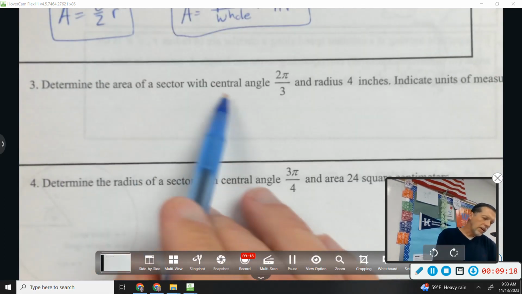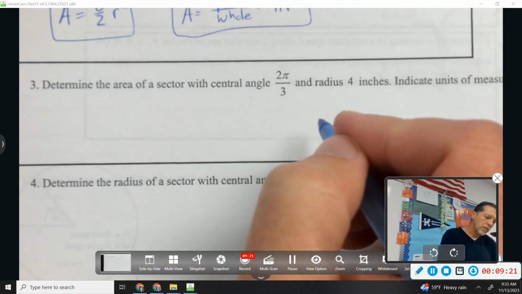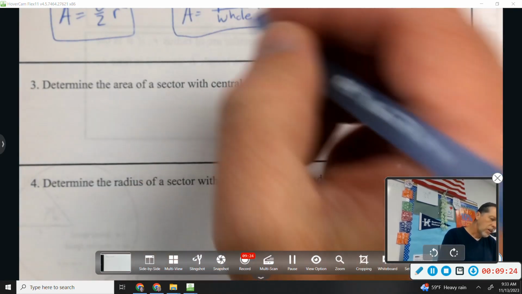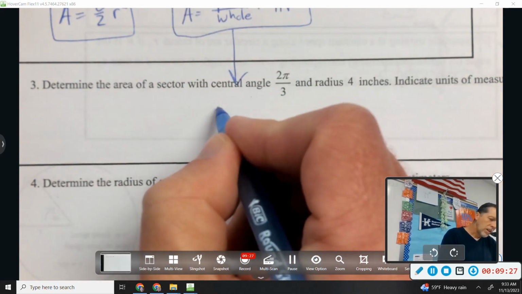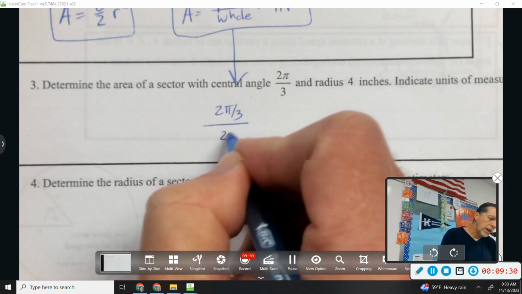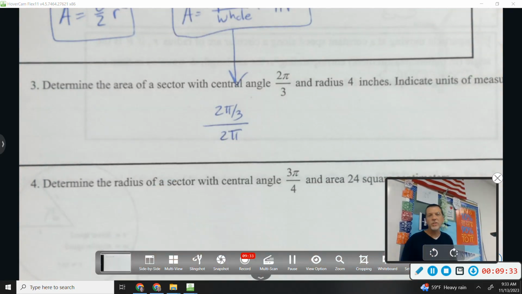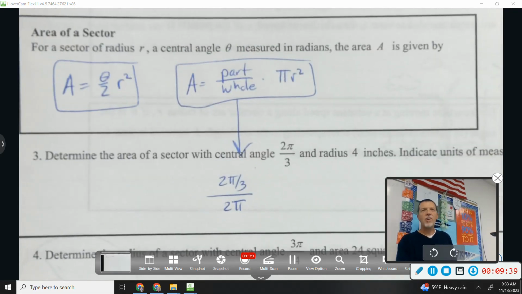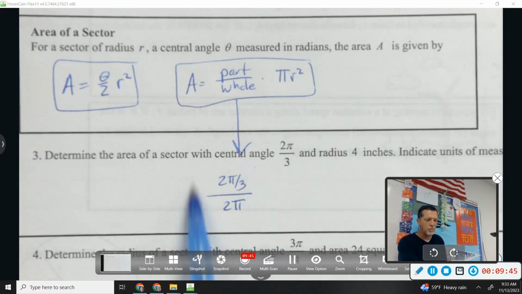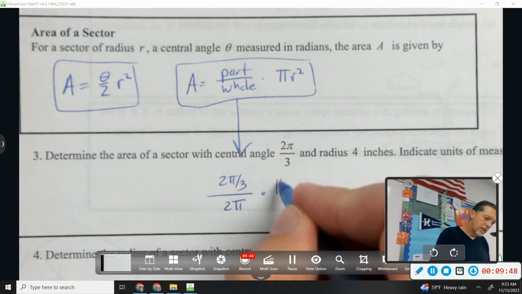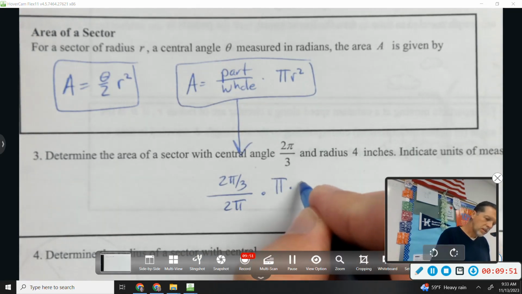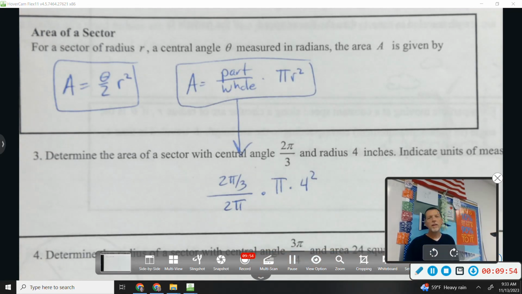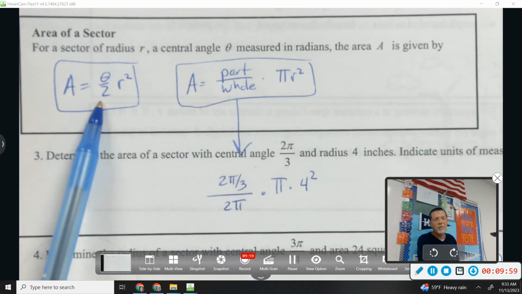Number 3, determine the area of a sector with central angle 2 pi over 3 and radius 4 inches. Okay, I'm going to do it the concept way. 2 pi over 3 out of 2 pi is the part of the circle we're talking about, and then times pi r squared. To me, that's maybe a more complicated formula, but I don't have to memorize the formula. I can remember that one.